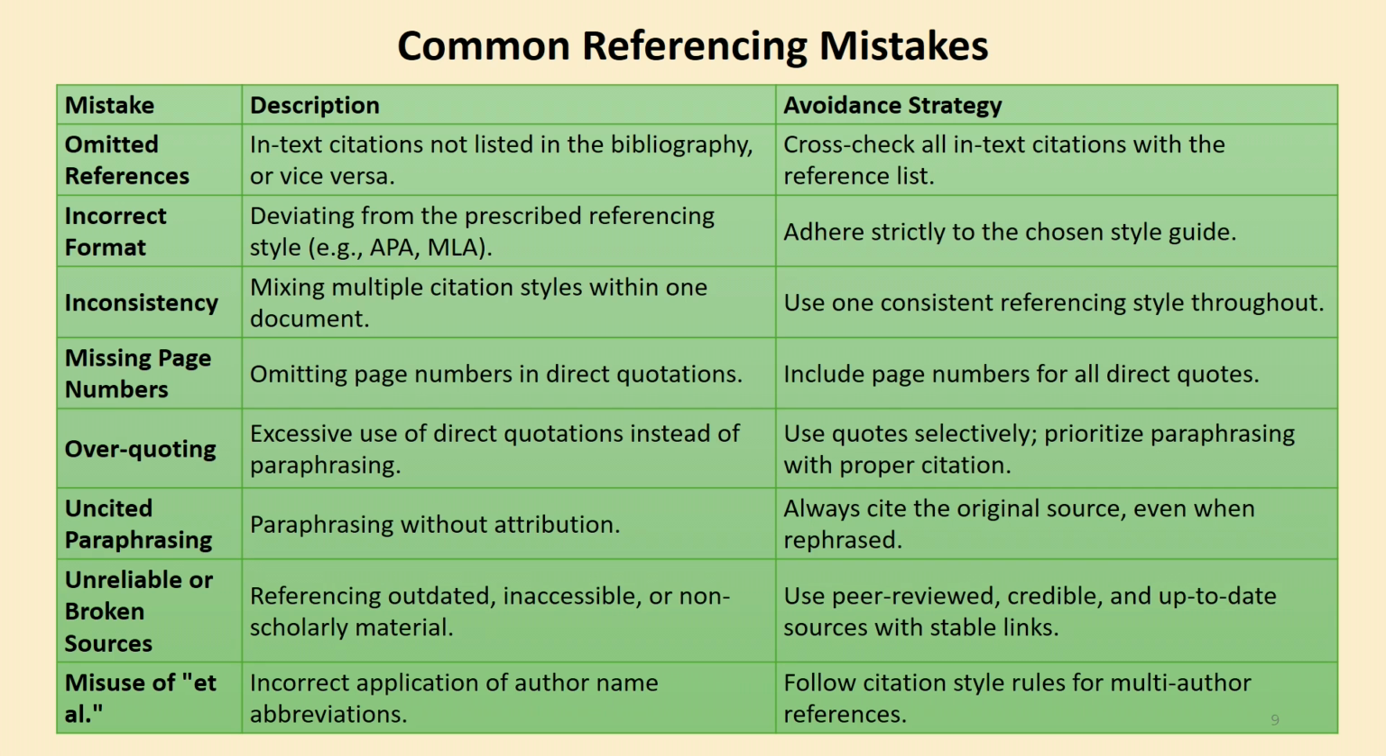Misuse of et al. This is very important. You can see here, et al. with a dot. We use it for referencing or citing when you have more than one author. You can use it like that. So you can see, incorrect application of author names and abbreviations will also be counted as an error and mistake in reference. How to avoid it? Follow citation rules for multi-author references. So this is all about the common referencing mistakes that should be avoided while doing referencing in a research proposal.